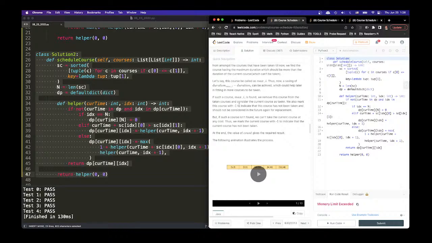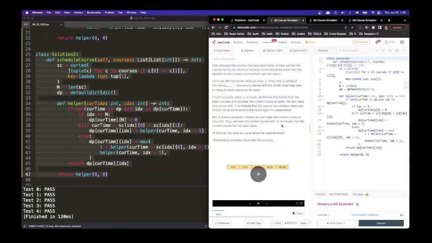It says if such a course is found, we have to find one by one, or remove this course from the taken courses and consider the current course taken. So mark this course with -1 to indicate this course has not been taken and should not be considered in the future again for replacement. But if such a course isn't found, we can take the current course at any cost. That's why we mark the current course with -1 to indicate that the current course has not been taken. And then we just keep going.